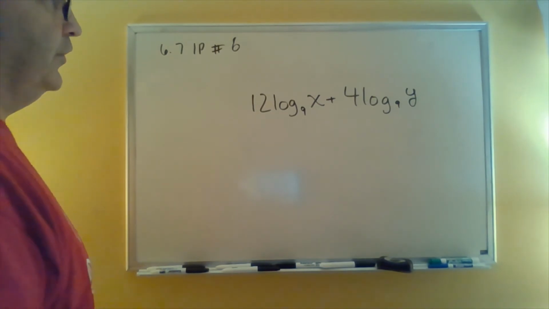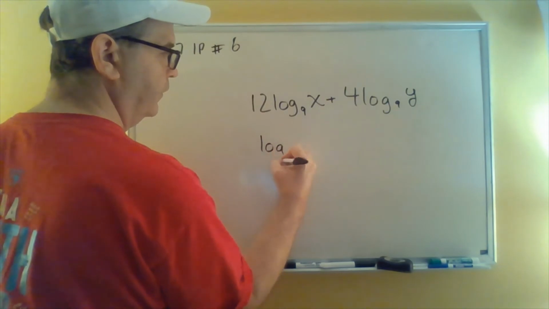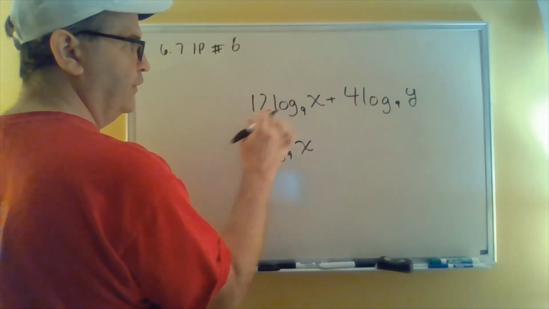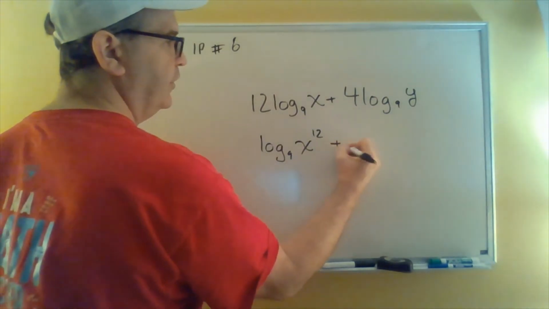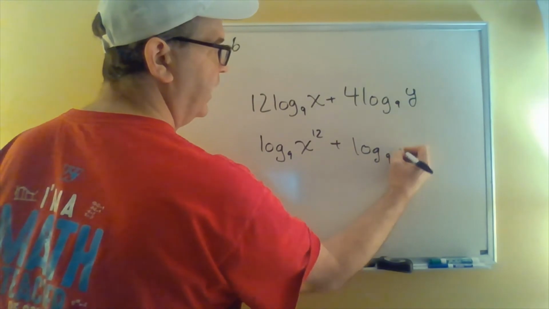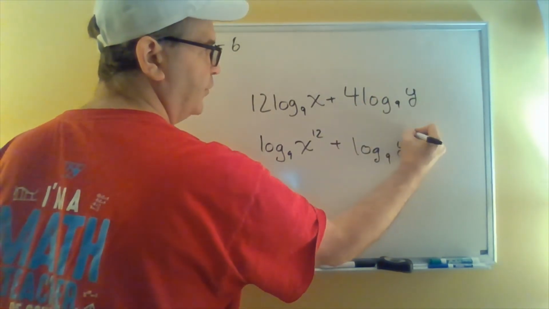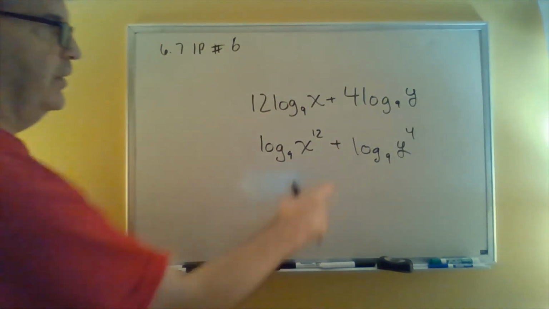So let's start off by using our power property, and I'm going to get log base 9 of x, moving my 12 from the coefficient spot to the exponent spot. That becomes x to the 12th. And I'm going to add the log base 9 of y, and I'm going to move that 4 from the coefficient spot to the exponent spot, so it's log base 9 of y to the 4th. Okay, now I have an addition problem.